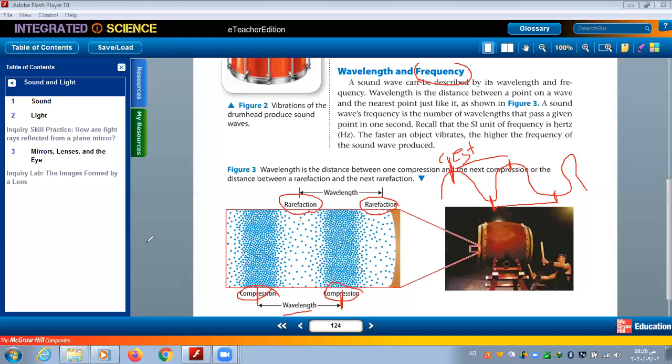Frequency is the number of wavelengths that pass a given point in 1 second. Yes, a sound wave's frequency. What does it mean? If we say in this distance there is the wavelength, maybe in 1 second we have 10 wavelengths, or 20 wavelengths, or 100 wavelengths. So frequency means the number of wavelengths that pass a point in 1 second.